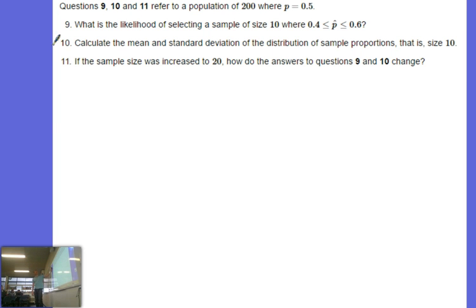Okay. So, what is the likelihood of selecting a sample of 10 where the sample proportion is between 0.4 to 0.6? So that's like a probability problem. Now, who remembers how to find probabilities of different possible sample proportions? This is how we did it, where we set up a probability table. So we've got the sample proportions from 0.4 to 0.6.